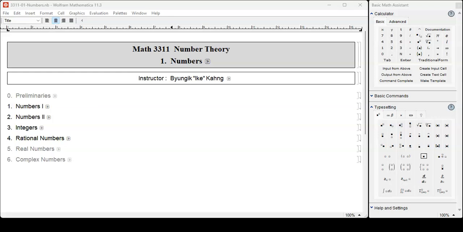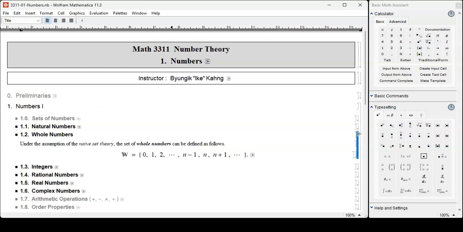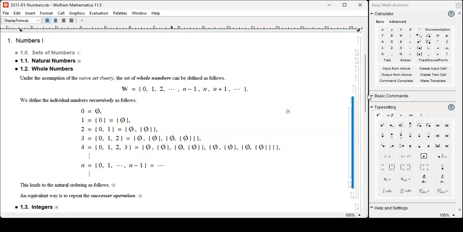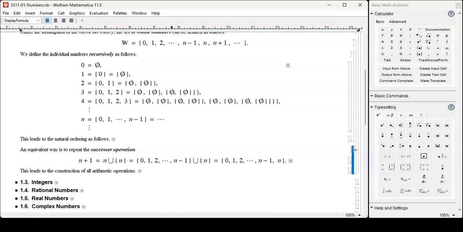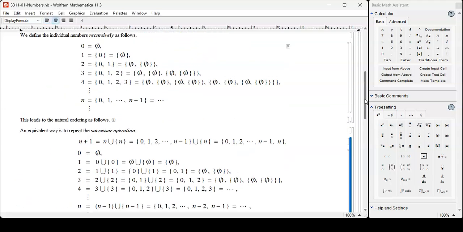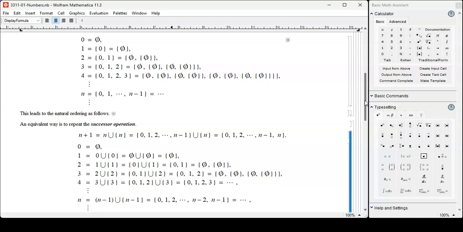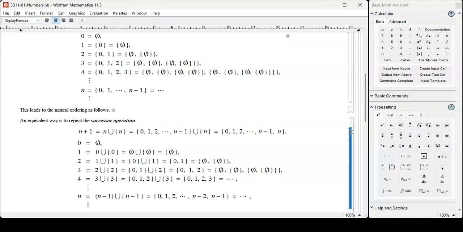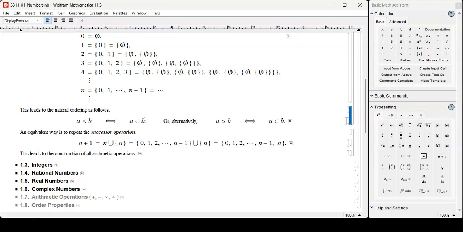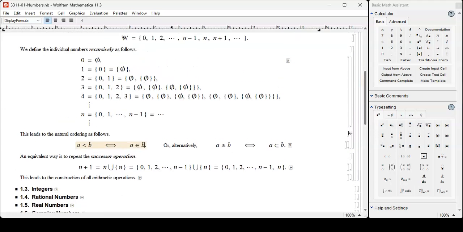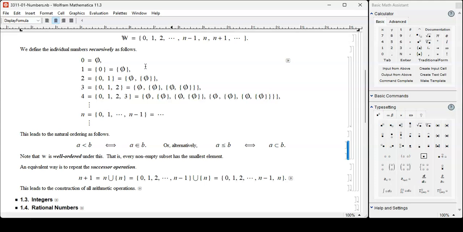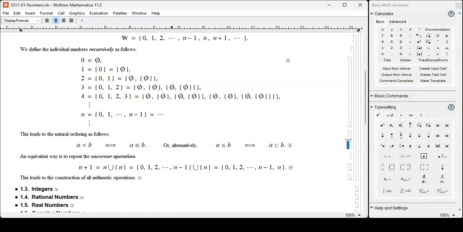Hello students, welcome back. Previously, we completed establishing the whole number system. Remember, we defined it recursively like this, or equivalently using the successor operation like that. They're the same, they're logically equivalent as well. The first viewpoint is more convenient for getting the order relation, and because of the construction, W is well ordered. Every non-empty subset has the smallest element.